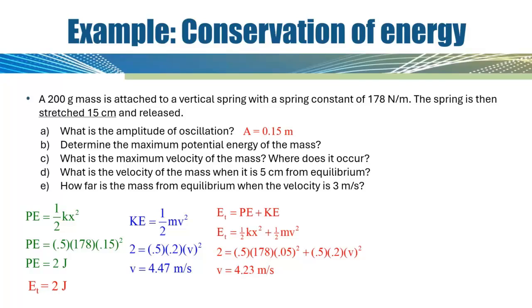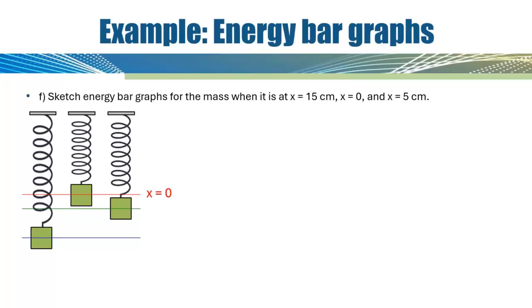So now we're doing the reverse, where the total energy is 2 joules. This time we know the velocity, and we're solving for the position. We find out the position is 0.11 meters, which means we're 11 centimeters from equilibrium. So we're not at equilibrium, we're not at 0.15, but we're at 11 centimeters, and we have a velocity of 3.